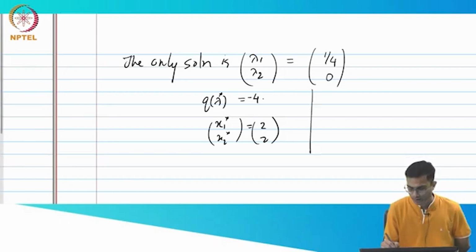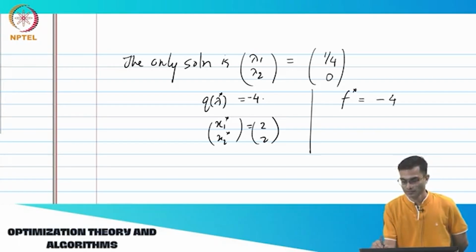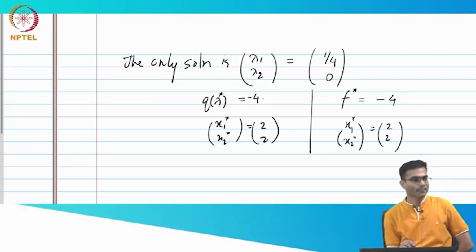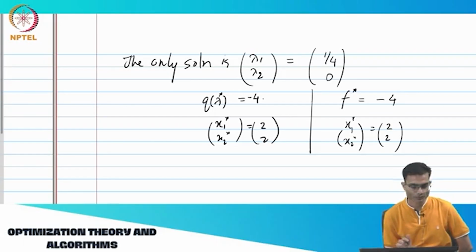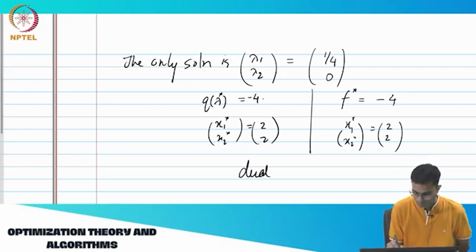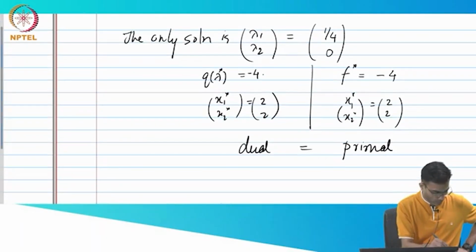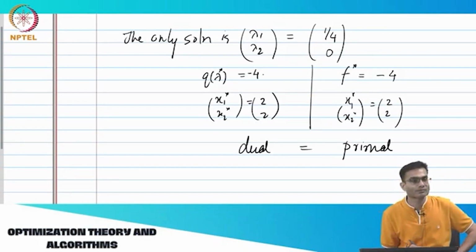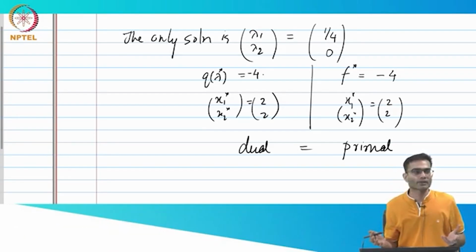Okay, and if you recall, in our primal problem, what was our f star? Minus 4, and x1 star, x2 star was also equal to 2, 2, right? So this was the only KKT point that worked throughout. So here you have dual equal to primal, right? And that's not a surprise, because the optimization problem is convex, so there is no duality gap.